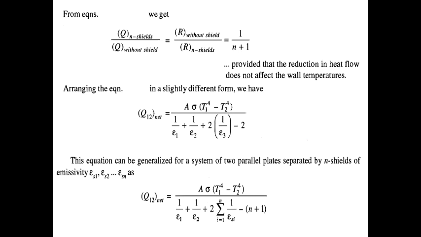From this conclusion we can write Q12 for n number of shields as A sigma, T1 to the power 4 minus T2 to the power 4, divided by 1 by epsilon 1 plus 1 by epsilon 2 plus 2 into the summation from 1 to n of 1 by epsilon S, plus minus n plus 1. So this is the general expression for n number of shields, if we consider the area to be the same.